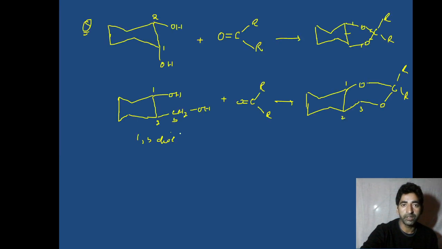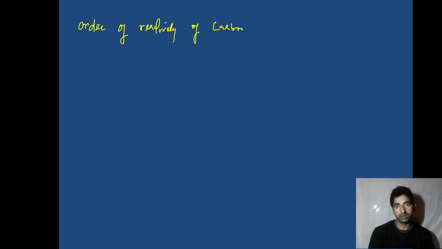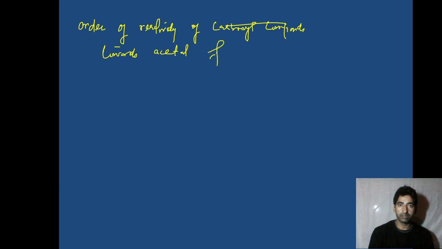So what is the order of reactivity? Let me write the order of reactivity of carbonyl compounds towards acetal formation. So the order is like this: aldehydes are more reactive towards acetal formation. They form acetals readily. Since in this lecture I had discussed the diols, they react with diols readily compared to ketones.